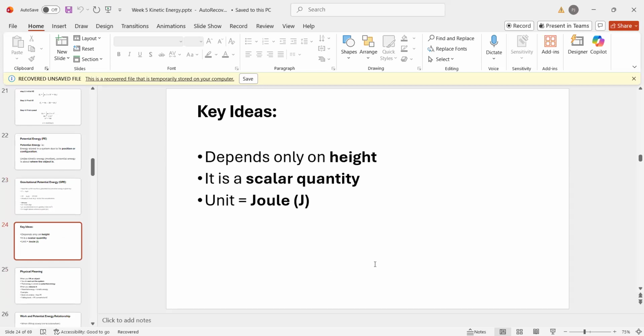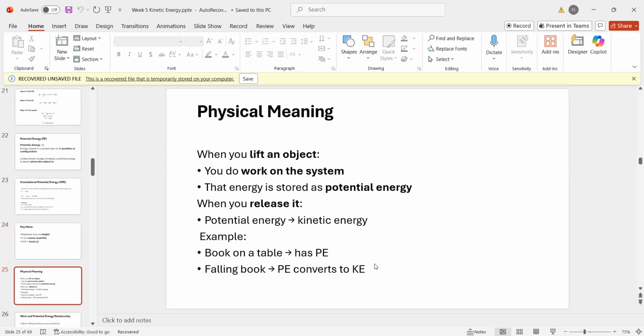So basically, potential energy depends on the height. The height is the only thing that it depends on. The route doesn't matter, but it's the height that we are so much concerned with because it's a vertical movement. It's not horizontal movement. And it's a scalar quantity. And the unit is joules.